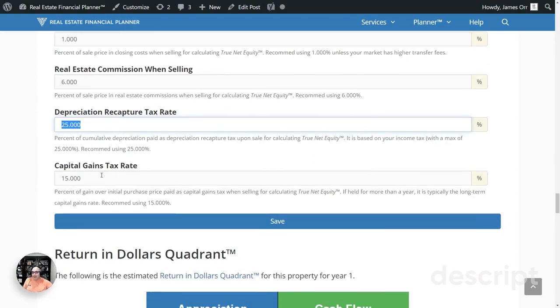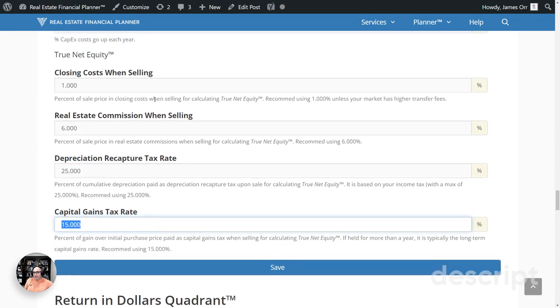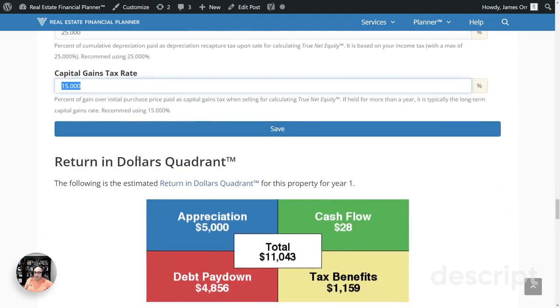And then what the capital gains tax rate is on the gain. So you bought it for $250,000, you owned it for 5 years, it's now worth, let's say, $300,000. You pay capital gains tax on that $50,000 gain. And so what is the tax rate on that? In this case, we use 15%. And so this allows you to find out what actual true net equity you have in the property.